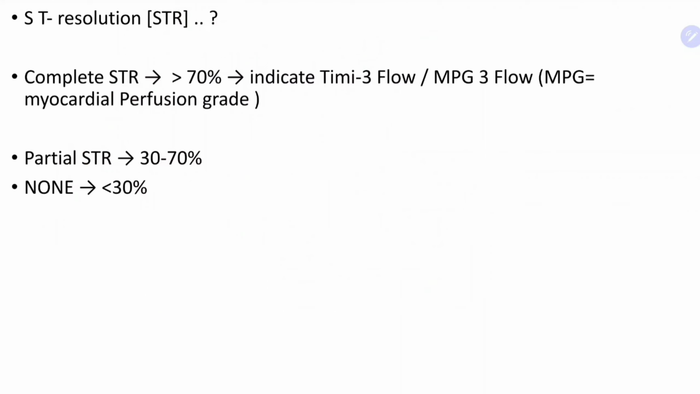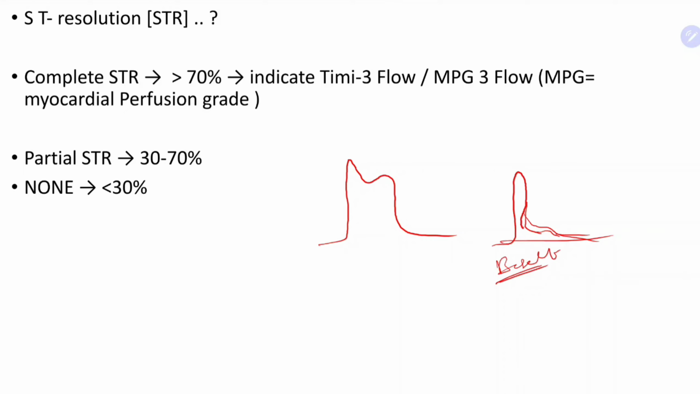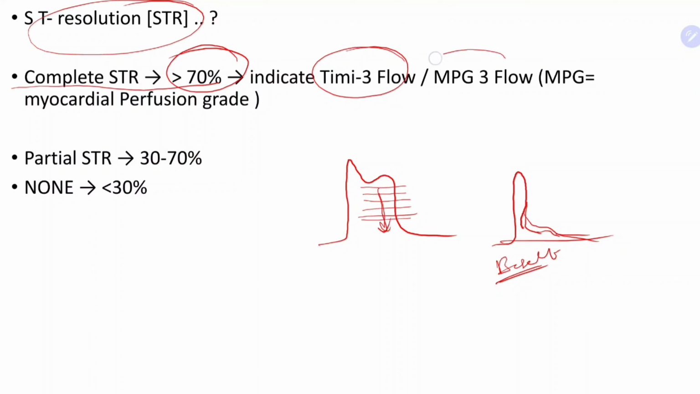And the most important thing is STR. What is STR? It is ST resolution. ST resolution means before thrombolysis you have ST segment elevation like this, and after thrombolysis or PCI intervention, the ST segment comes back to baseline. Complete ST resolution means more than 70% of the ST segment elevation has come down. It indicates TIMI 3 blood flow and MPG 3 blood flow.